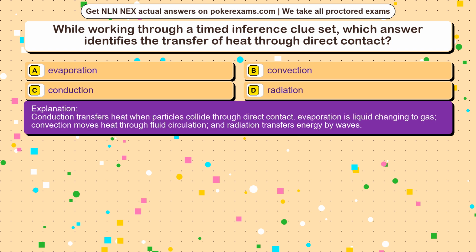Conduction transfers heat when particles collide through direct contact. Evaporation is liquid changing to gas. Convection moves heat through fluid circulation. And radiation transfers energy by waves.